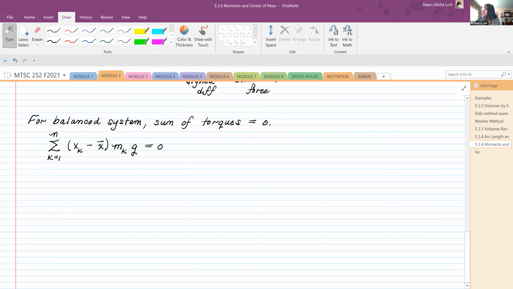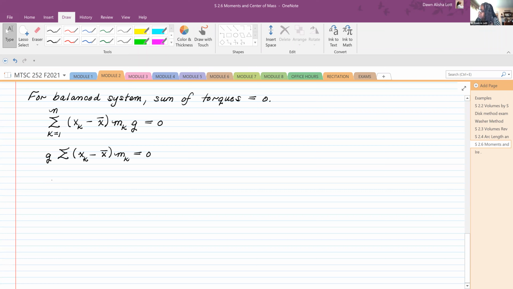Just like before, G is a constant, it's a number. Depending on whether my mass is in kilograms or pounds, G changes. So I can factor G out and get the sum. I'm going to drop the K equals 1 to N because we know that's what it is. I'll put it back in later. So now I get the sum of XK minus X bar times MK, with G factored out, is equal to 0.